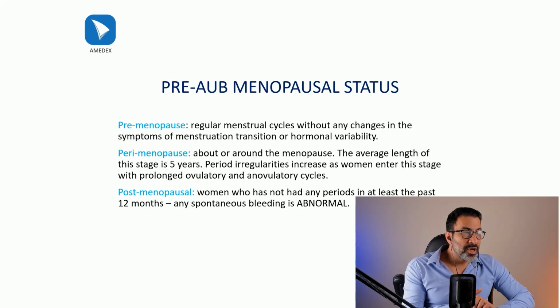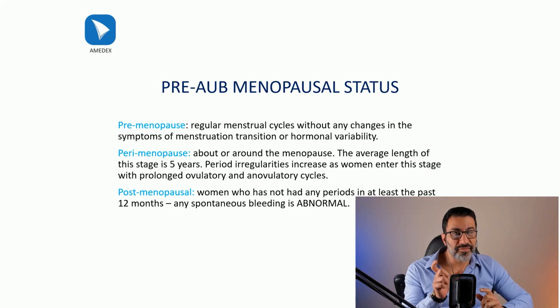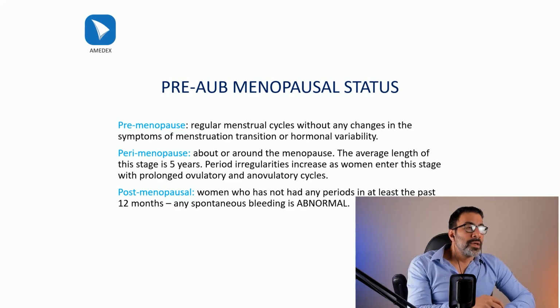Perimenopausal or perimenopause, we define it as about or around the menopause. The average length of this stage is 5 years. Periods become irregular, and it happens within 5 years around the menopause time. So perimenopause, premenopause, and postmenopause.